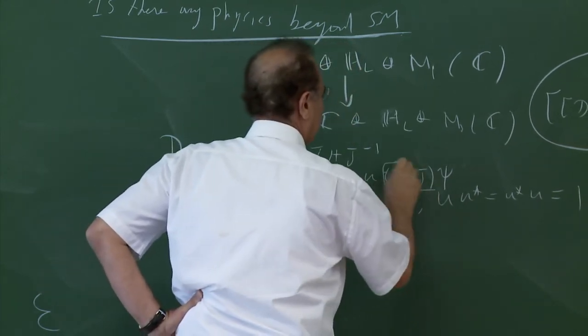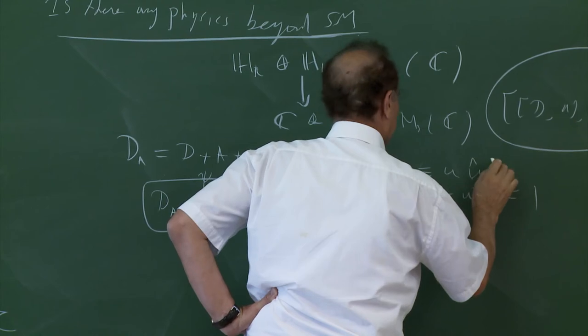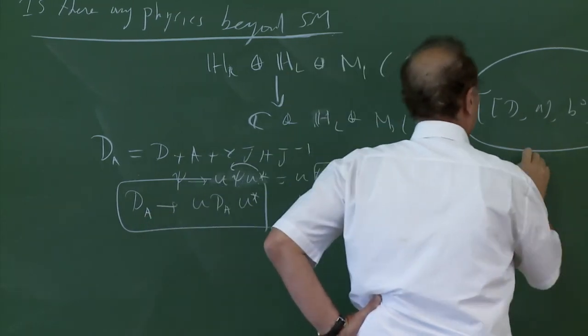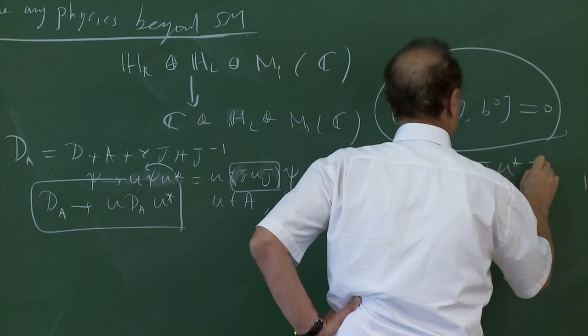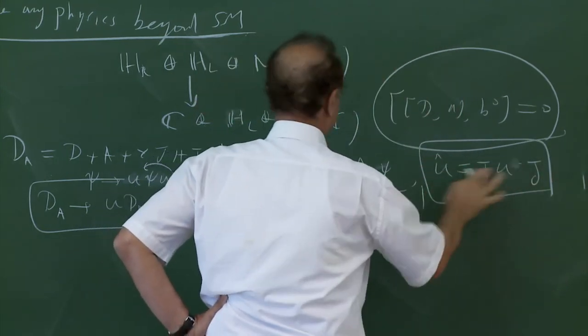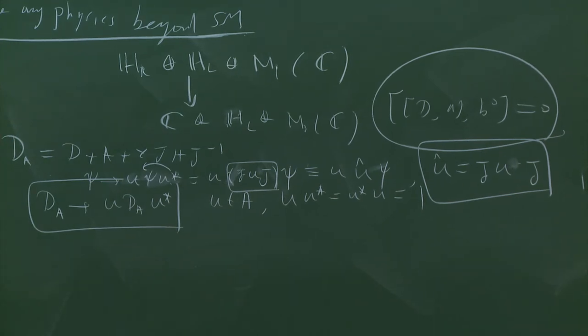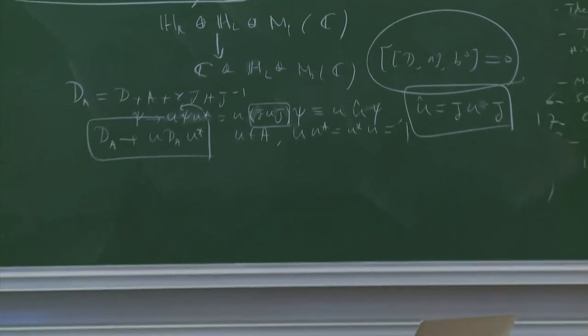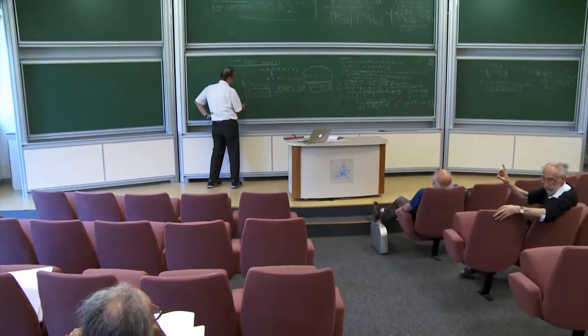The j makes a bimodule. So this actually, let me note as u hat acting on psi, where we define u hat to be j u star j. This is quite an important point, because of the j, the Hilbert space is a bimodule, and the fermions are in the adjoint representation. This is very, very important.